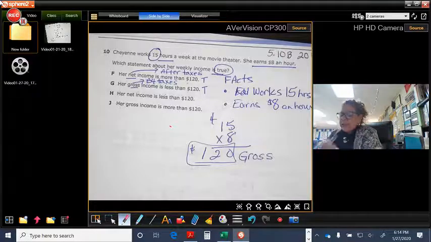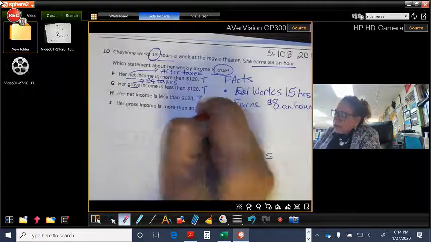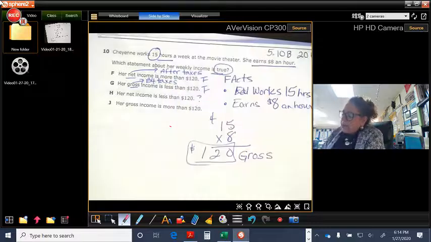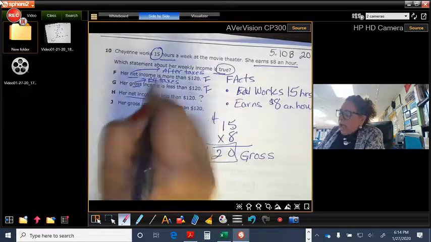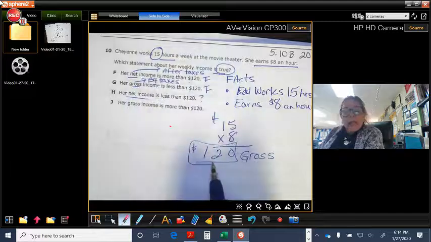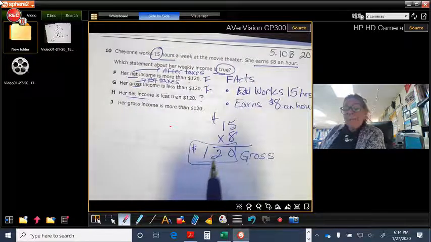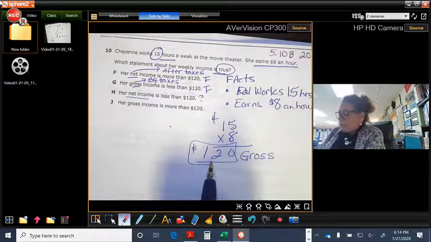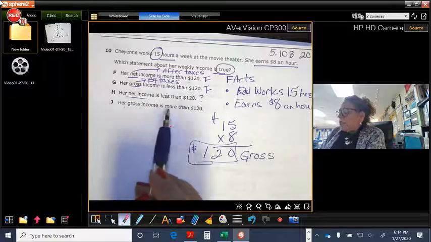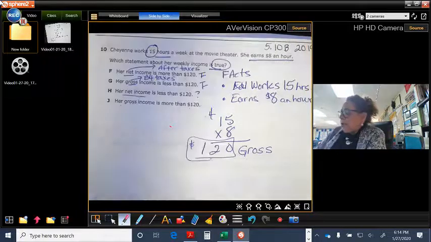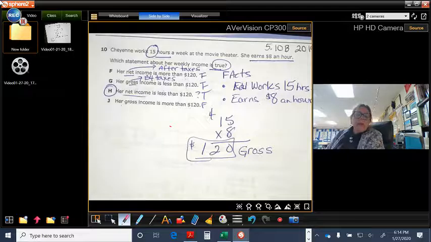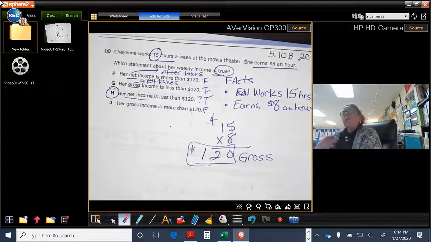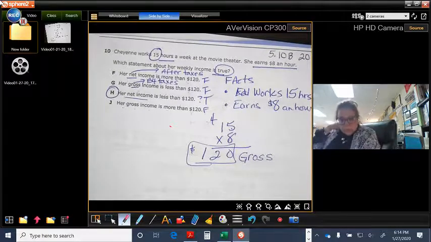$120. That's a good possibility. Oh, this is false. I'm so sorry. It's a good possibility of being true. Her net income, which is after taxes, is going to be less than $120 because this is the maximum amount that she can earn. Her gross income is more than $120. Well, that's a false statement. So the correct answer is H. Remember to write out your notes so that you can have a better understanding of what you're reading.